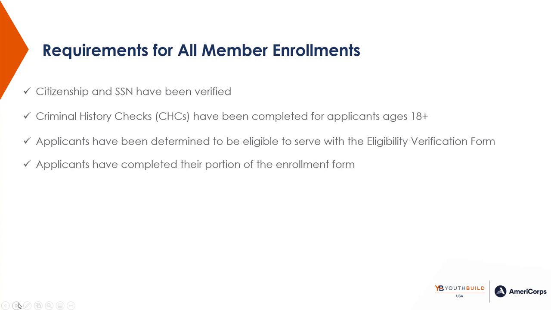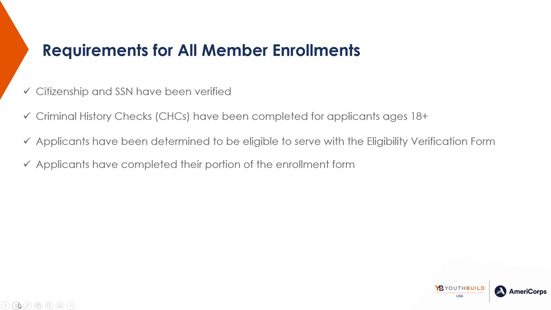So there are some requirements for all member enrollments that you should be aware of. The first is that their citizenship and Social Security number need to have been verified by the eGrants system. They also need to have their criminal history check process completed for applicants over the age of 18. Please note this is at the time of enrollment in terms of their age, so they may apply, for example, as a 17-year-old, have a birthday, turn 18 prior to their official enrollment, and in that case, that individual would need a criminal history check because it's the start date that matters in terms of the age of the individual.